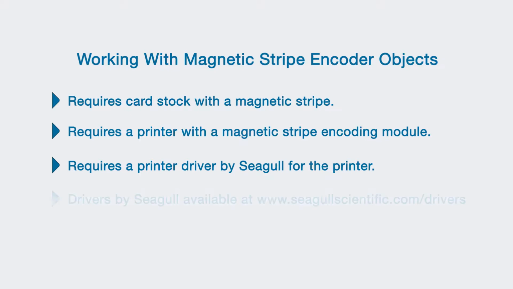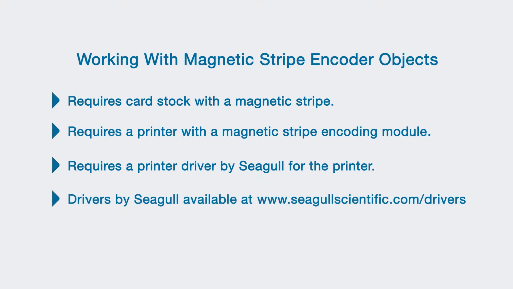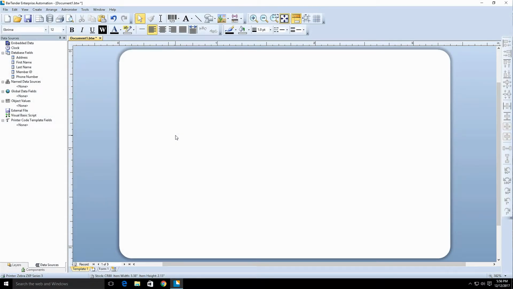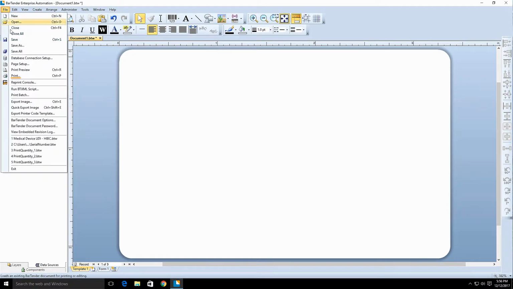BarTender. Drivers by Seagull are available at www.seagullscientific.com/drivers. Installing drivers by Seagull is easy and covered in another video. To get started, open a blank document template in BarTender. Go to the File menu and select Print to open the Print dialog.